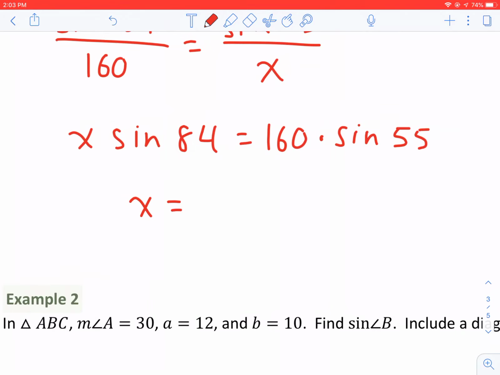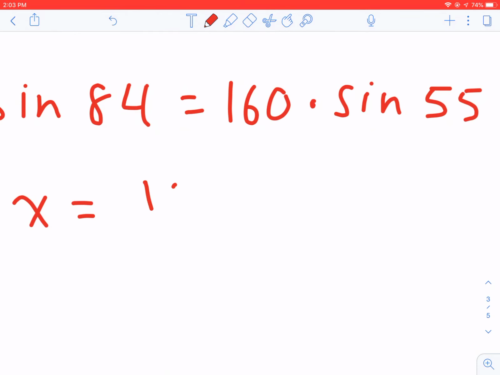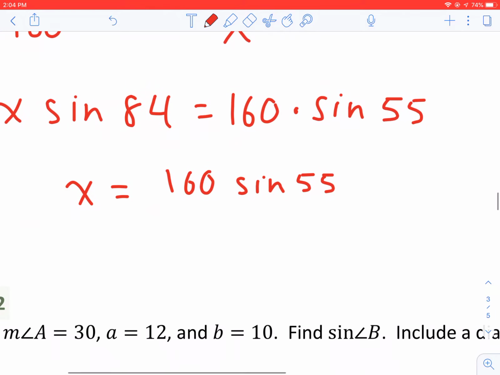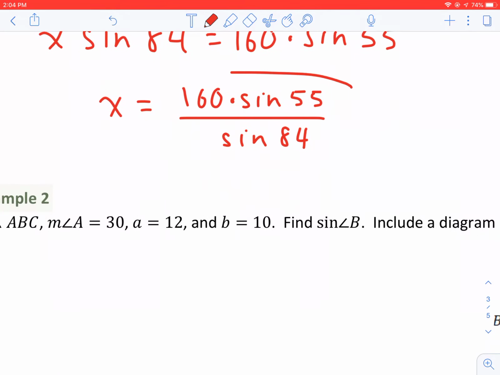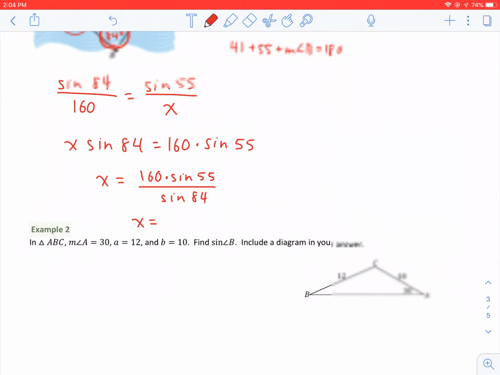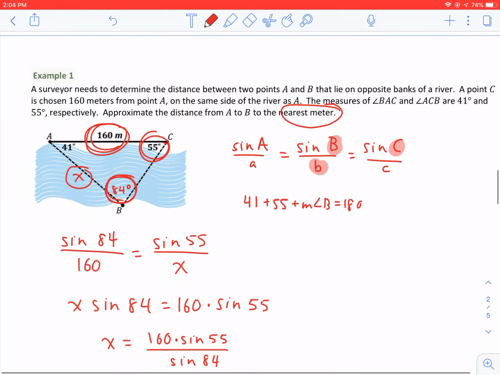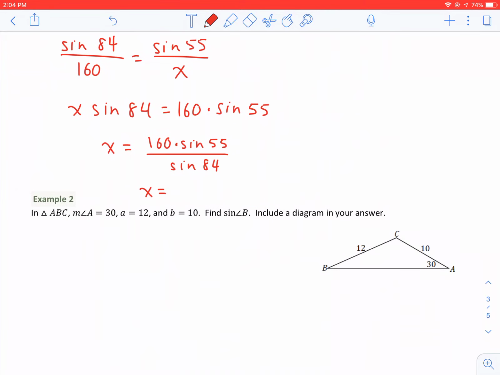x is going to be 160 times sine of 55 divided by, I'm going to divide both sides by the sine of 84. And this is what I would type into the calculator all at once. Just one calculation, and at the very end, we can round it. So we're rounding to the nearest meter.